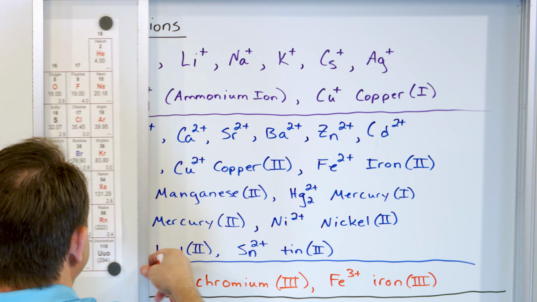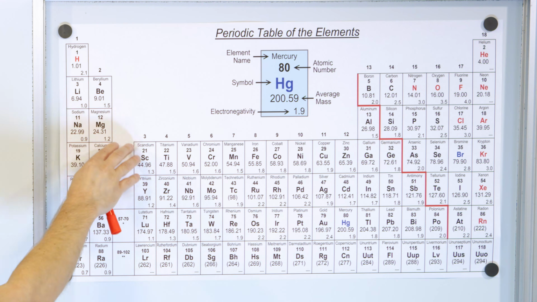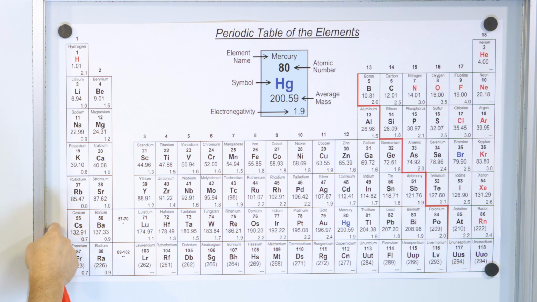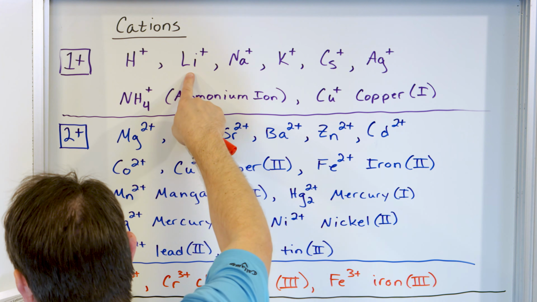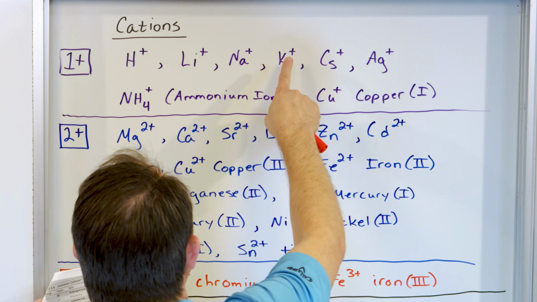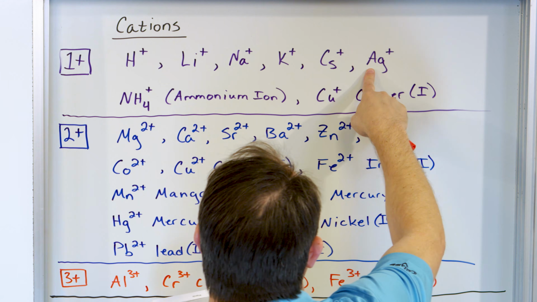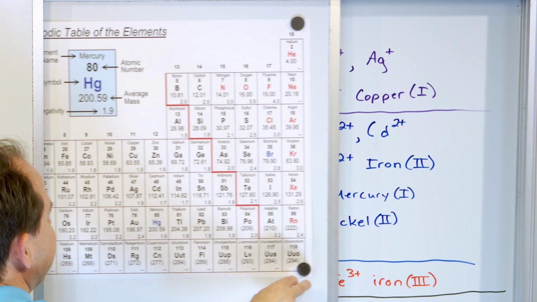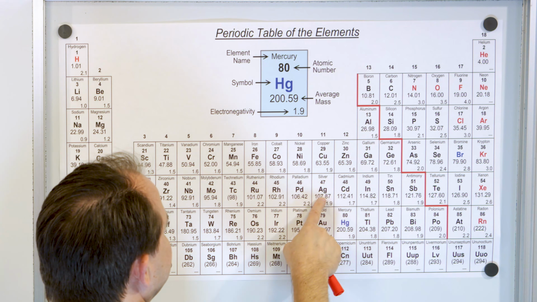Cesium, where is that at? CS is cesium. Cesium again is here. We can predict from the periodic table, it's going to lose one electron, so it's going to have a positive charge. So this is basically called a lithium ion, a sodium ion, a potassium ion, a cesium ion. Now here is silver. This one's different. Silver is not in the first couple of columns. Silver is in the middle of the table. Where is silver? Right here.